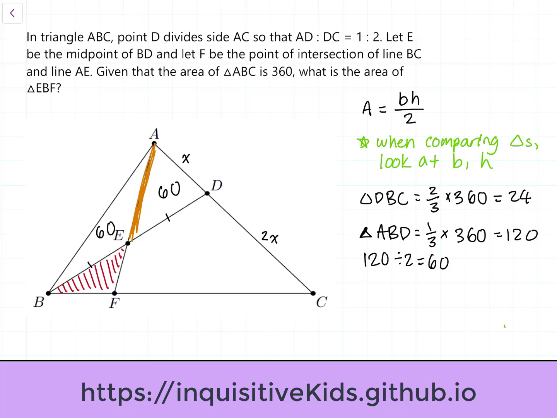What we can do is connect EC to turn it into two smaller triangles. And of course, we could also go DF, but it makes more sense to go EC so that we can take advantage of 2x, which is on side DC.